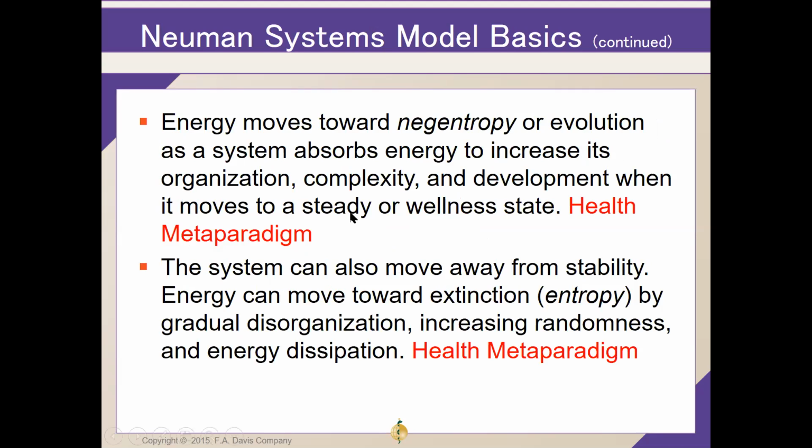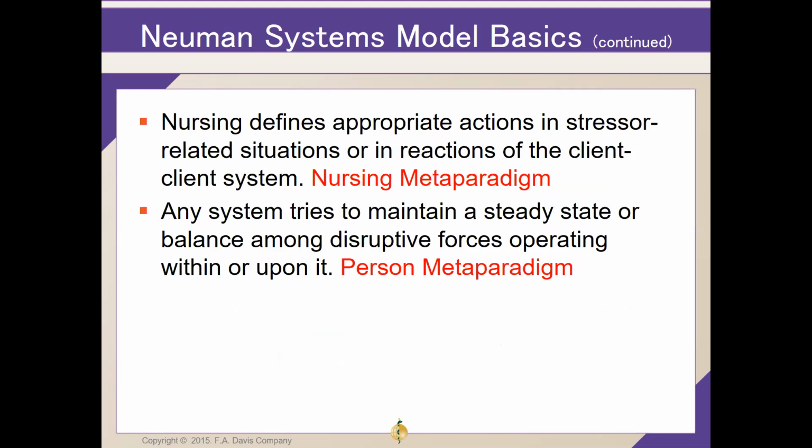But the system can also move away from stability, and that's called entropy. And once again, it's a term from physics. And that entropy leads to disorganization, increasing randomness, and energy dissipation. And that would also be part of her understanding of the health meta-paradigm. And in this case, that would be descriptive of illness. So she defines nursing as taking action in stress-related situations or in reaction to the client system.